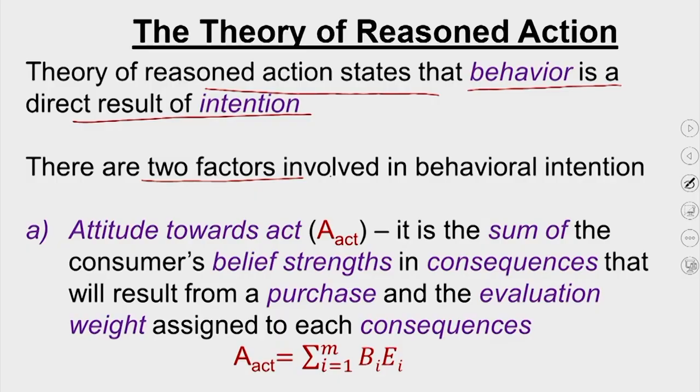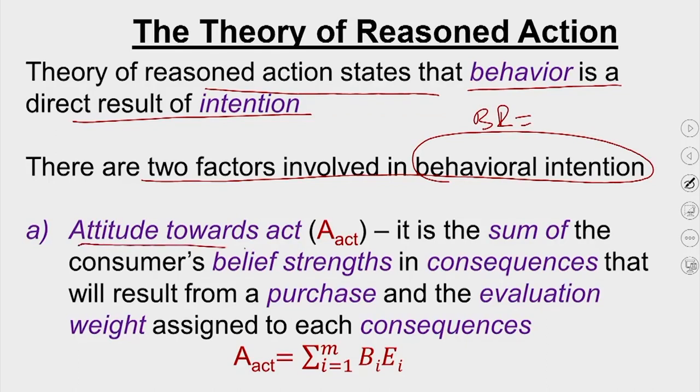Now there are two factors involving behavioral intention. Any behavioral intention, which is the BI component here, is made up of two factors. First, the attitude towards the act, how do you feel about it, and then the second component is called the subjective, the normative belief, which is composed of how much you believe other people want you to buy, as well as your motivation to comply with it. So let's look into it.